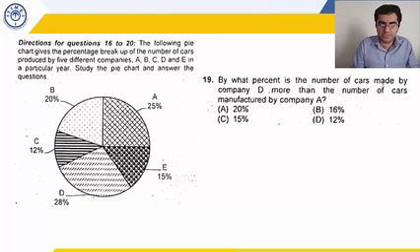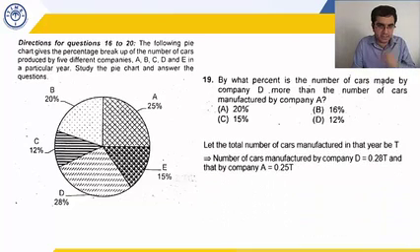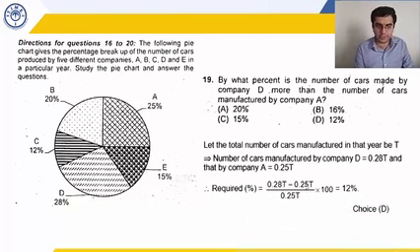Okay, let's look at this. So we are simply comparing cars by D versus cars by A. So we are comparing D at 28% with 25%. So let total cars be T. So cars by company D is 28%, that's 0.28T. And by company A is 0.25T. So 0.28T minus 0.25T divided by 0.25T is 12%. Straightforward. Direct question. No complication. Okay. Easy. You can write this down.